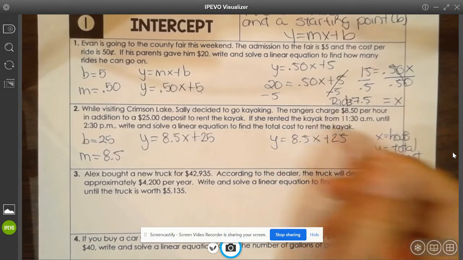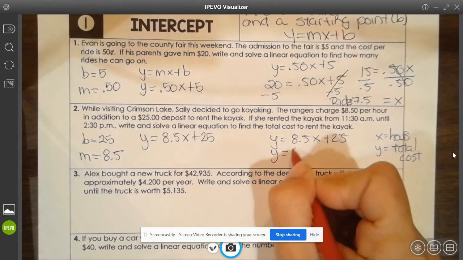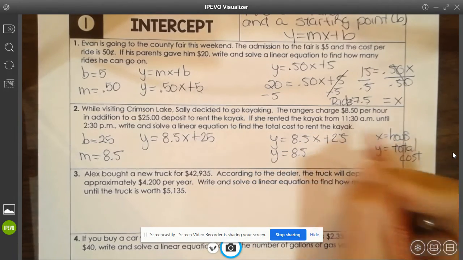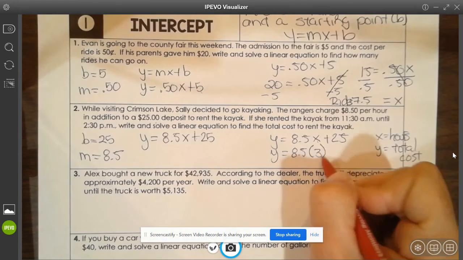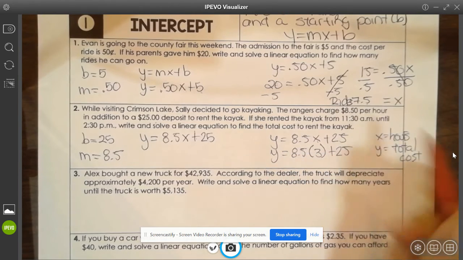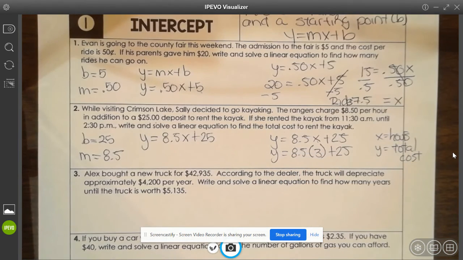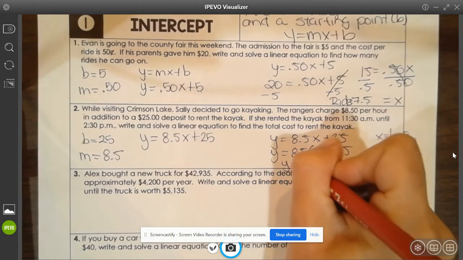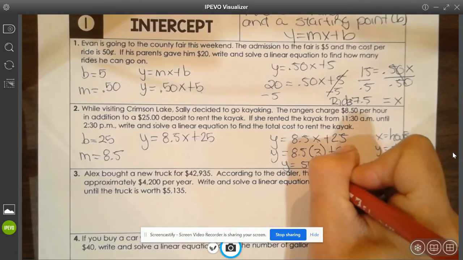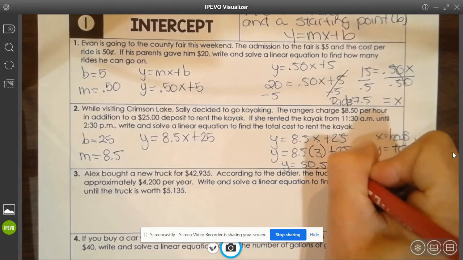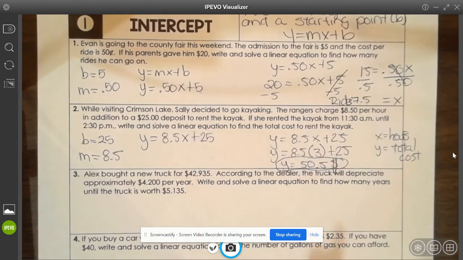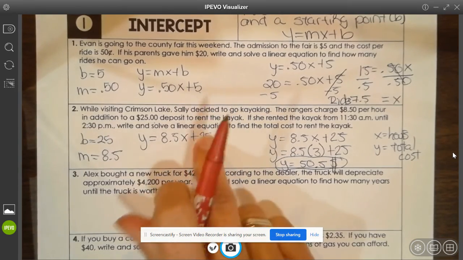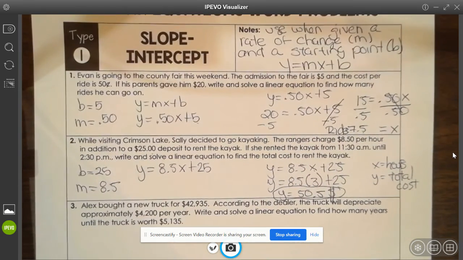Well, let's see. So y equals 8.5 times 3 hours plus 25. So that's 8.5 times 3 plus 25. That's $50. So y equals $50.50. And that is how much they paid for 3 hours with those fees.